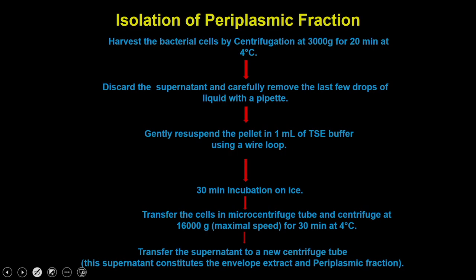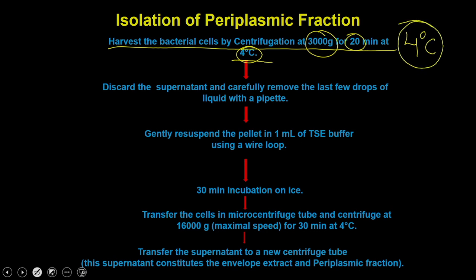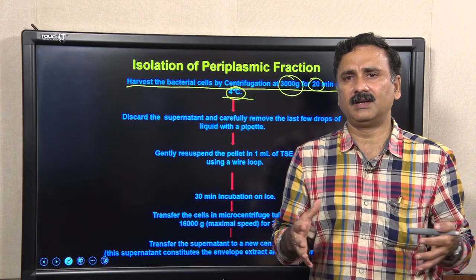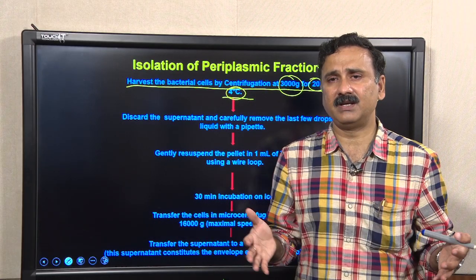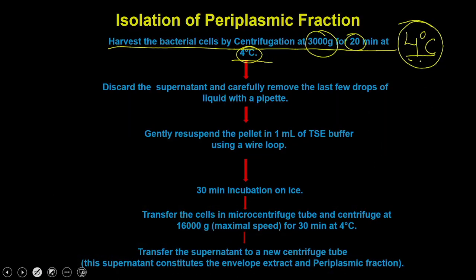For the periplasmic fraction, first you have to harvest the bacterial cells by centrifugation at 3000 G for 20 minutes at 4 degrees Celsius. Remember, periplasmic fraction isolation is very sensitive for the proteins. That's why most of this procedure has to be performed at 4 degrees, because once you isolate the bacteria and break them open to isolate the periplasmic fractions, all the proteases and all other kinds of protein degrading machinery are going to be activated in that process. That's why the whole procedure has to be performed at 4 degrees. So in the first step, you harvest the bacterial cells by centrifugation at 3000 G for 20 minutes at 4 degrees Celsius.